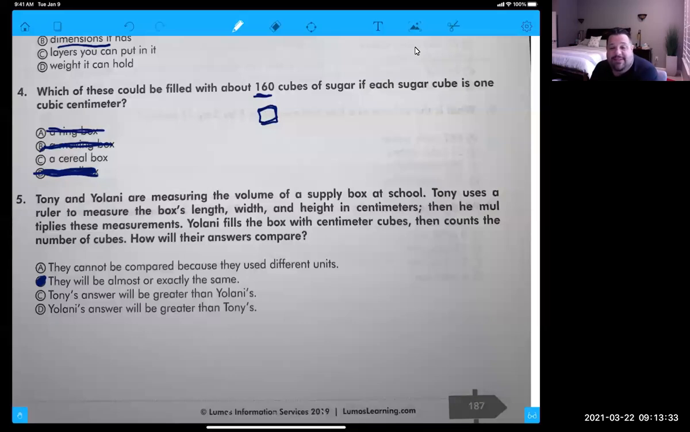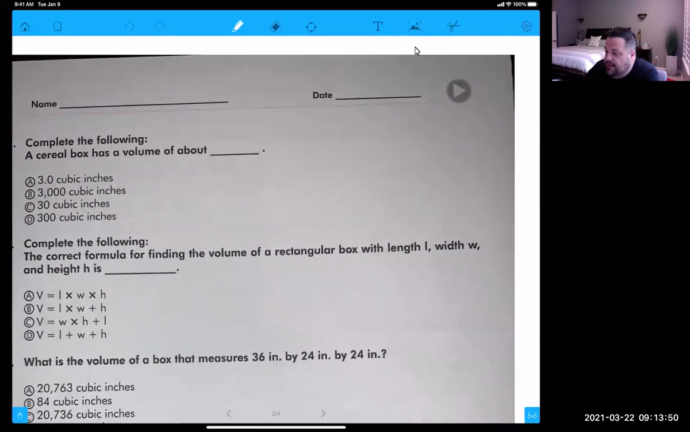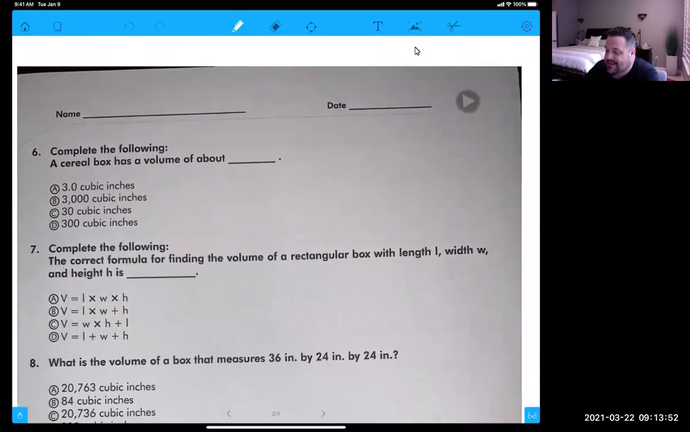And I mean, you just have to know that. I'm trying to think of any way to teach you why the other answers would be wrong, but you just have to know that you could find the volume by the number of cubes that fit in it, or by multiplying it out. All right, let's keep going. Do number 6.